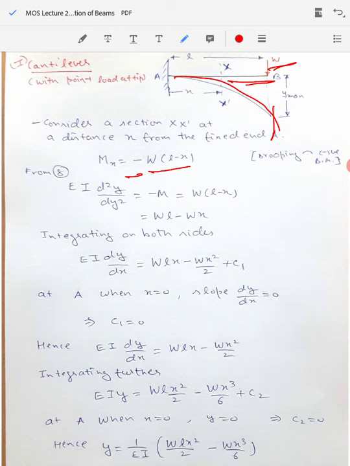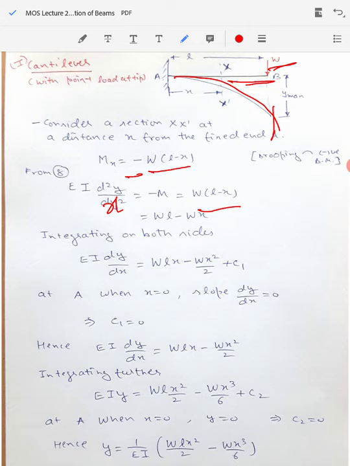Now from equation 8, we have already found that EI times d square y by dx square equals minus M. So we'll substitute for M the value minus W into L minus x. So it will give us EI d square y by dx square equal to W into L minus x, or WL minus Wx. Now we'll go with our double integration method. First we'll integrate it with respect to x. Please make a correction here: this is d square y by dx square.